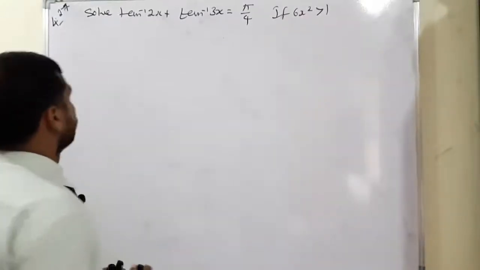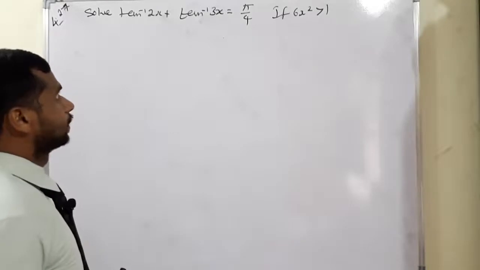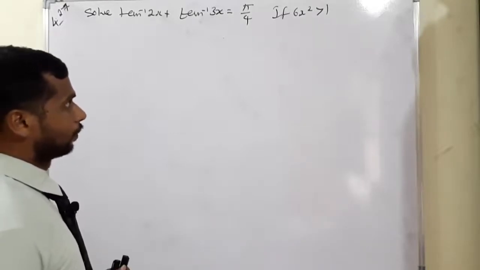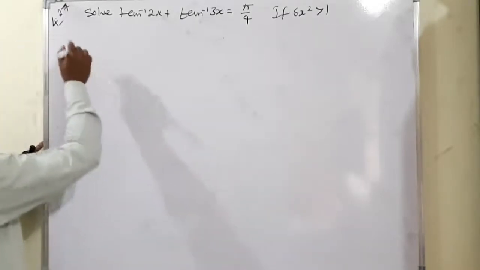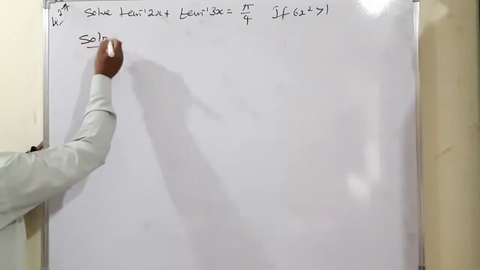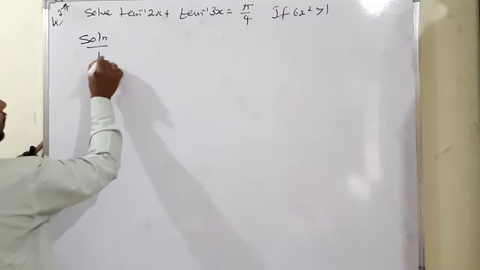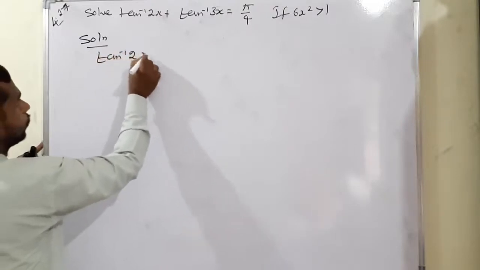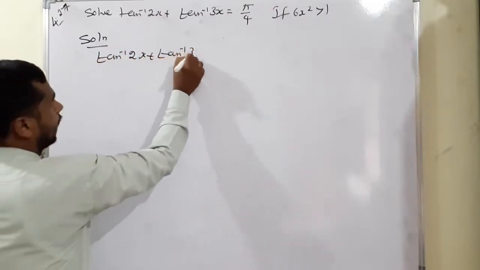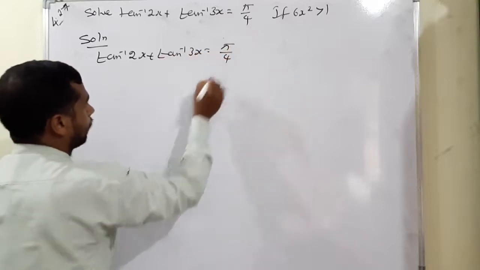Example 4.27. Solve tan inverse 2x plus tan inverse 3x is equal to pi by 4. Now we have to find the solution, so I will rewrite the question. Tan inverse 2x plus tan inverse 3x is equal to pi by 4.